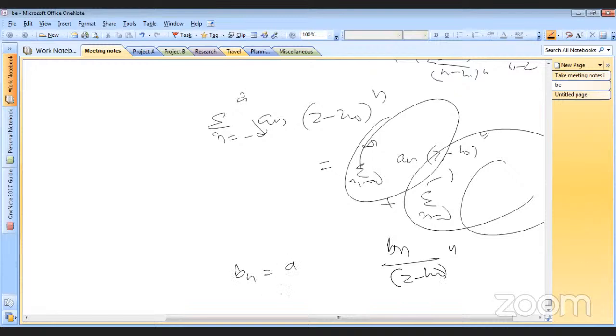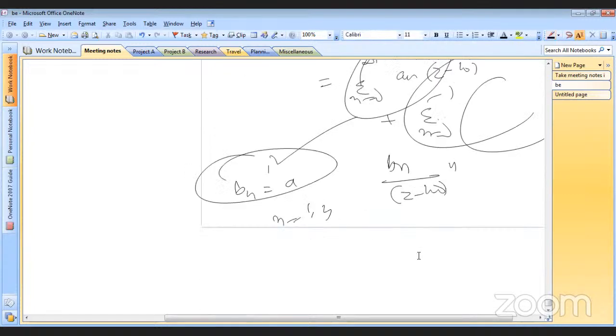When b n is equal to a, so therefore n is equal to 1, 2, 3. In place of a, what we are writing? b n. So n is 1, 2, 3. So obviously the domain of convergence of the series. So therefore the convergence of the two series is the right option. So summation of n equal to 0 to infinity a n z minus z naught whole power n is a power series. It is correct.